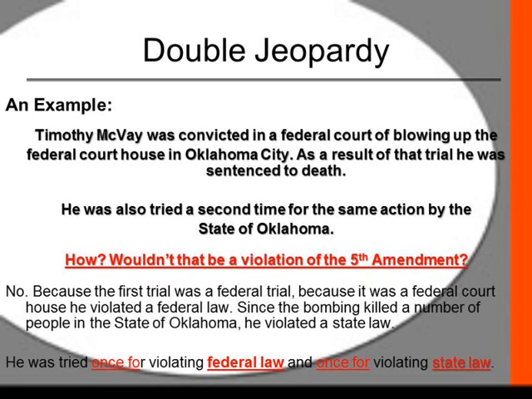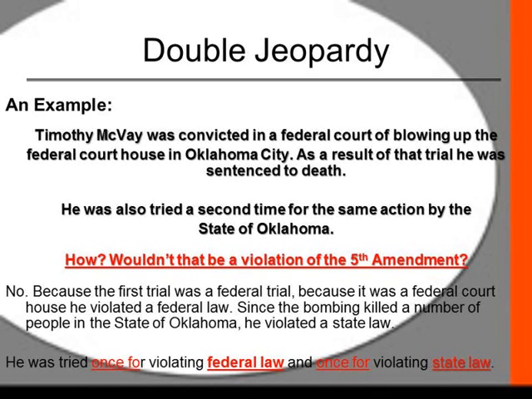Remember, there are 51 sovereign court systems in this country. The federal government is one, and the state of Oklahoma is one. Timothy McVeigh pushed the detonator on that bomb and blew up the courthouse. By pushing that detonator one time, he violated federal law when he killed and harmed federal employees in that building, but he also violated state law when he killed state employees in that building. So that would not be an example of Timothy McVeigh's double jeopardy rights being violated.